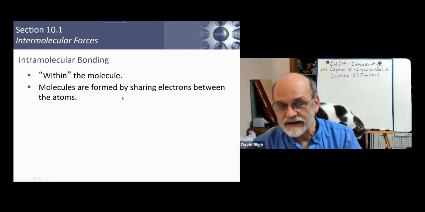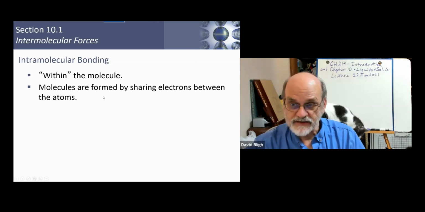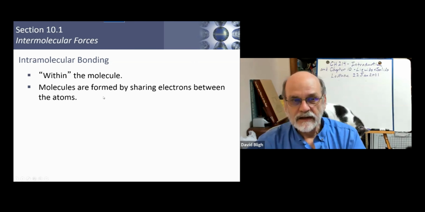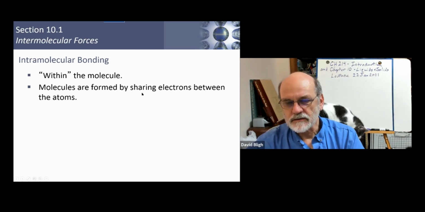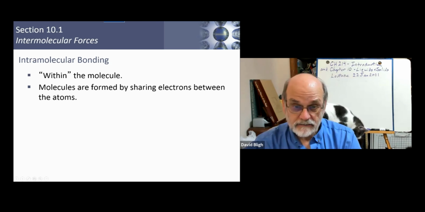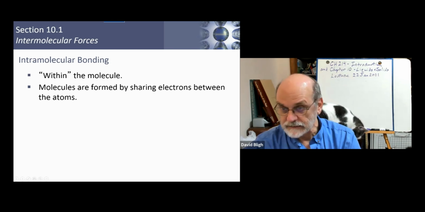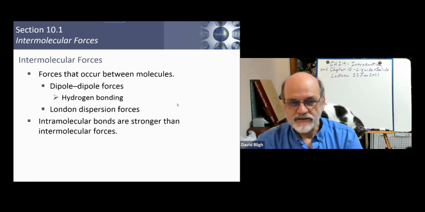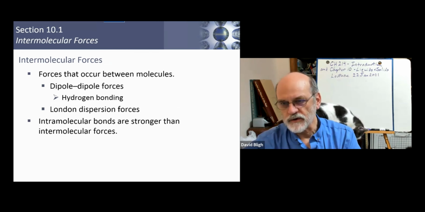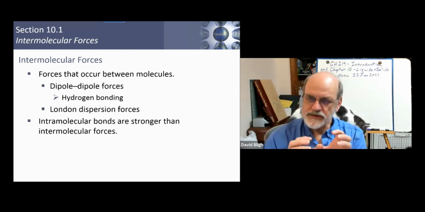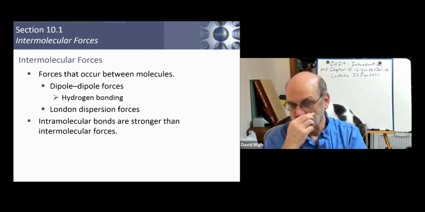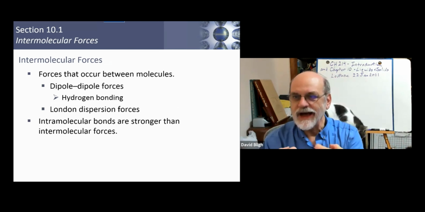And we're going to look at those versus the intramolecular bonding, which we discussed at the end of last semester. The strongest bonds are between atoms that share electrons. Ionic bonding is weaker, actually, than covalent bonding. So we're going to look at intermolecular forces, that is, forces that hold molecules together or influence the way they interact.